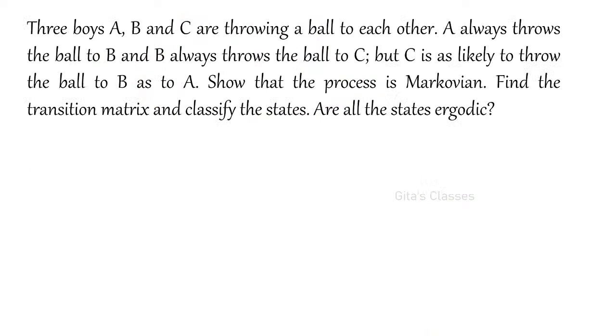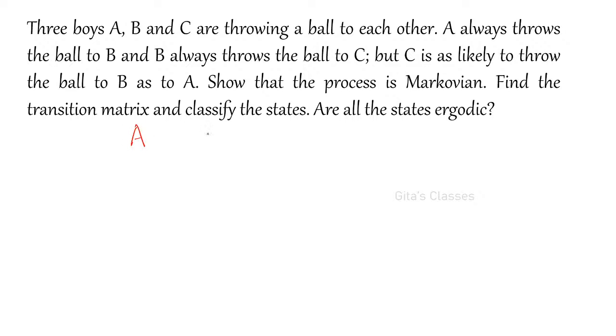Okay. So this question we'll see. Last question. 3 boys A, B and C are throwing a ball to each other. A always throws the ball to B and B always throws the ball to C. But C is as likely to throw the ball to B as to A. Show that the process is Markovian. Find the transition matrix and classify the states. Are all the states ergodic? If I give the matrix, definitely you will be able to do all the remaining things. First, let me find the matrix.